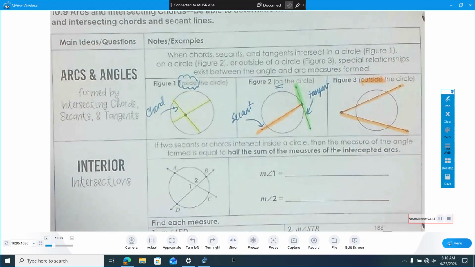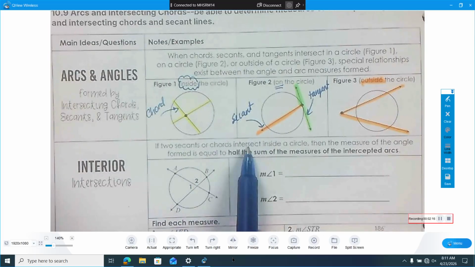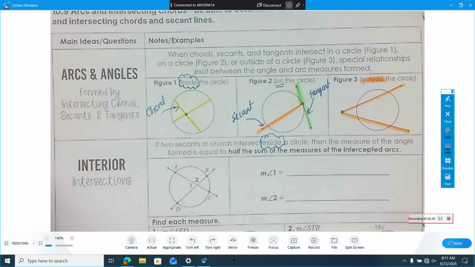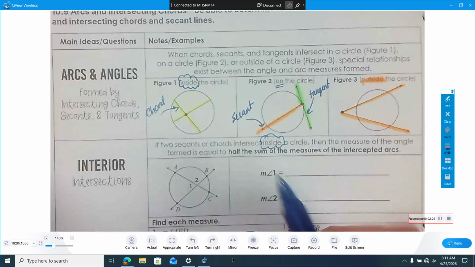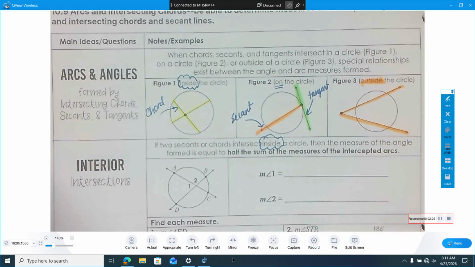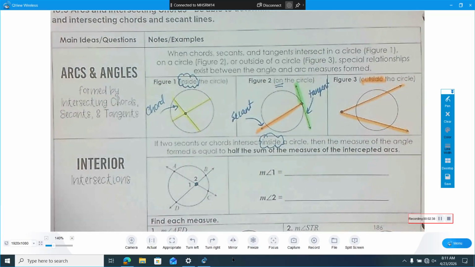And so we have, if two secants or chords intersect inside a circle, then the measure of the angle formed is equal to half the sum of the measures of the intercepted arcs. So I want to do a little highlight here. First of all, we have two secant lines that are intersecting on the inside of a circle. So that intersection is inside the circle.